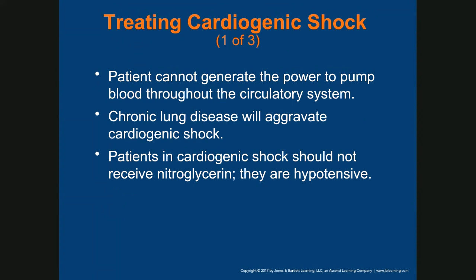All right, so now let's look at the management for the specific shocks. Cardiogenic shock. Patient cannot generate the power to pump blood throughout the circulatory system. Chronic lung disease will aggravate cardiogenic shock. Patients in cardiogenic shock should not receive nitroglycerin. And nitroglycerin is a medication that is given for chest pain, right? But if the blood pressure is too low, you cannot give nitroglycerin because it's a vasodilator.